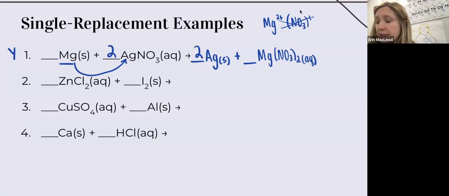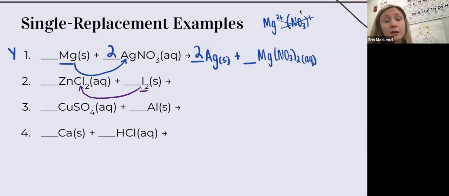Okay. Second example, I have zinc chloride plus iodine. Find the element that's by itself. That would be I. Ask yourself, metal or halogen? Iodine is a halogen. So when iodine comes in, it's going to try and kick out the other halogen. All right, so it's going to try and replace chlorine.